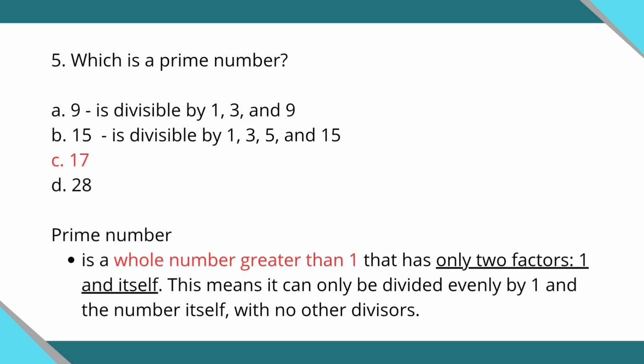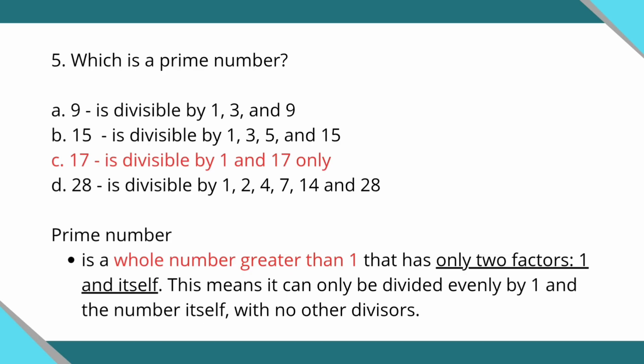Option B, 15, is divisible by 1, 3, 5, and 15, so it is not a prime number. Option D, 28, is divisible by 1, 2, 4, 7, 14, and 28, so again it is not a prime number. But option C, 17, is divisible by 1 and 17 only. Therefore, 17 is the prime number in the options.